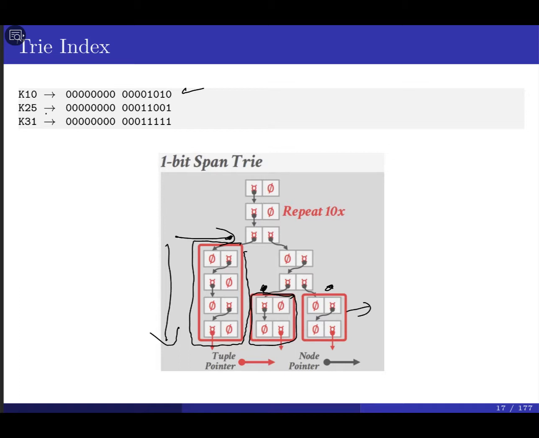And this only matches exactly one key, which in this case is K31, and there is no other key. So in this case, do we need to store this one? No, we don't need to store it. We can only store the pointer to the tuple where the data is. We can compress the data in this case. So that's what we have.